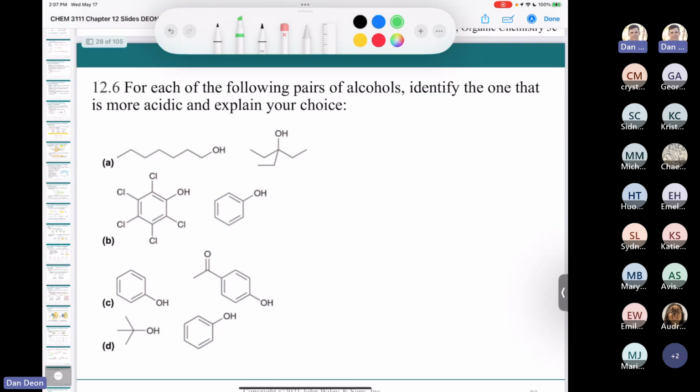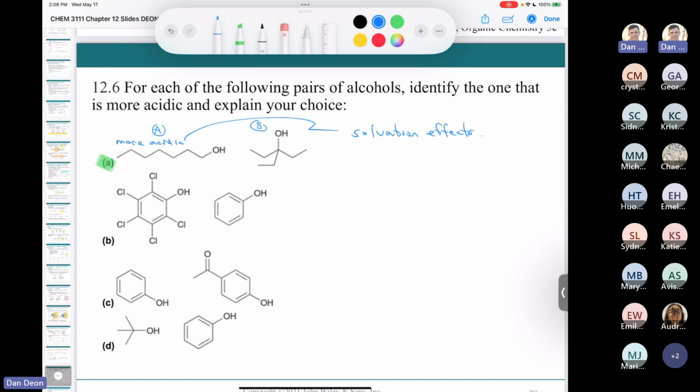All right, let's take a look at question 12.6. This one kind of has to do with aromatic rings. It says identify for the following pairs of alcohols the one that's more acidic and explain your choice. Well, after I said that, the very first example here doesn't involve aromatics, does it? Can anybody tell me which one of these would be more acidic? I'll call this one A and I'll call this one B. Which one of these would be more acidic? It's going to be A, right? More acidic. And then we'll put here solvation effects. So A is a primary alcohol where B is a tertiary.